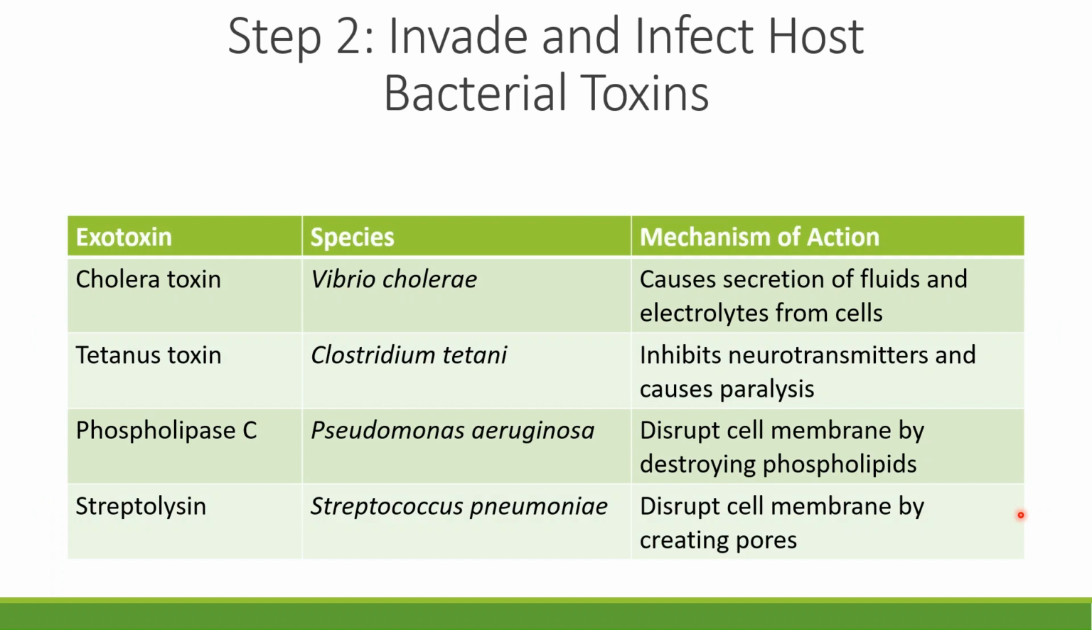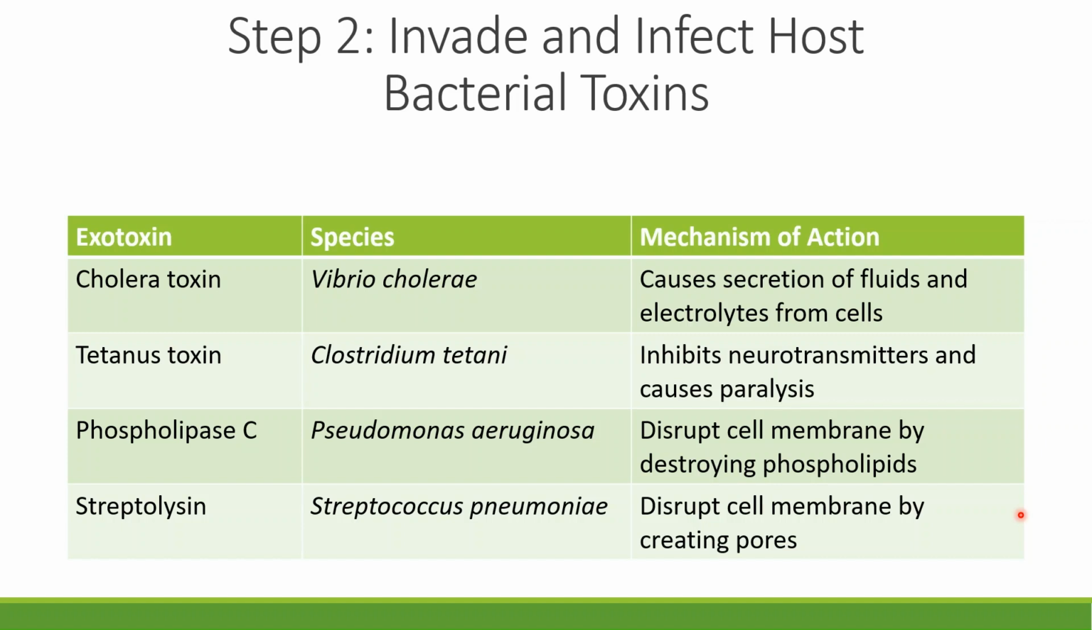One is cholera toxin, and that's from Vibrio cholerae, which causes cholera. And this causes the secretion of fluids and electrolytes from cells. And so this is part of the reason why this organism causes dysentery. The next one is tetanus toxin. As you can imagine, there's a theme here. This comes from the organism Clostridium tetani, which causes tetanus. And this inhibits neurotransmitters and does cause paralysis.